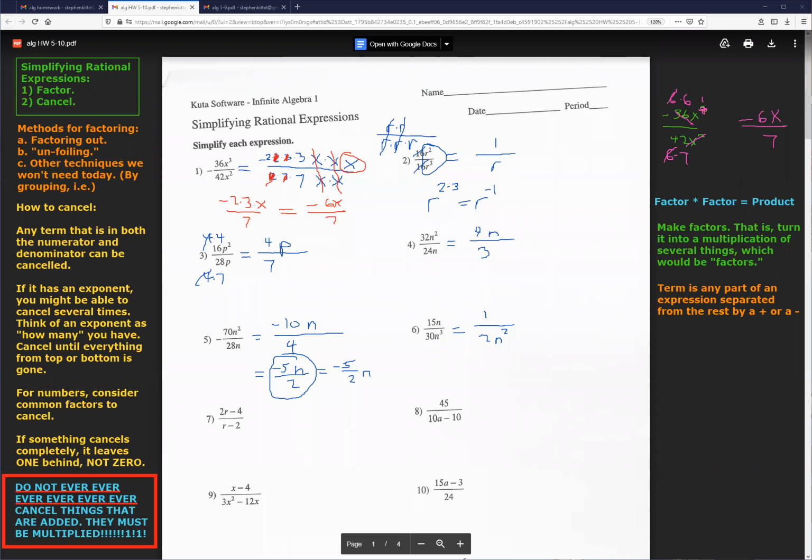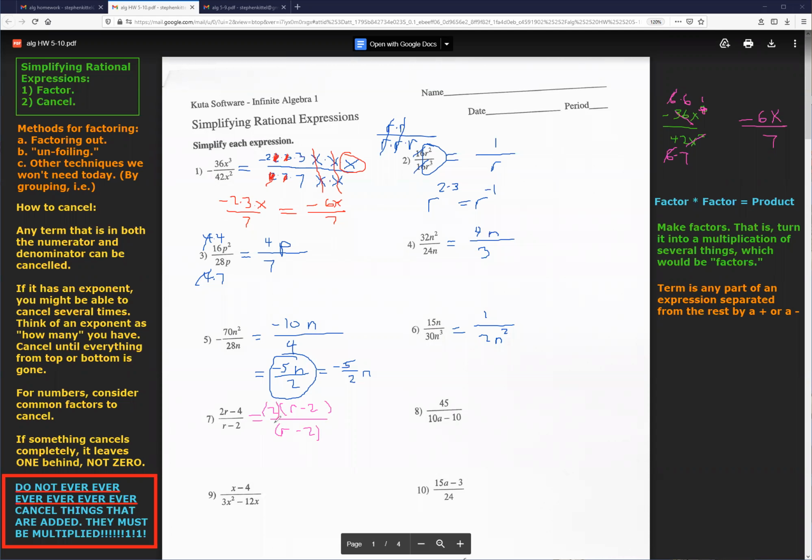So the first kind of factoring that I recommend, I refer to as factoring out. And factoring out is just saying, do we have a common number that every term has in it? So in number 7, where it says 2r minus 4, we do. That number is 2. So we're going to write this as 2 times, and then if we pull out the 2, that's r minus 2. And then the denominator, there's nothing we can take out, so it's just r minus 2, which I'm going to write in parentheses to emphasize a point here.